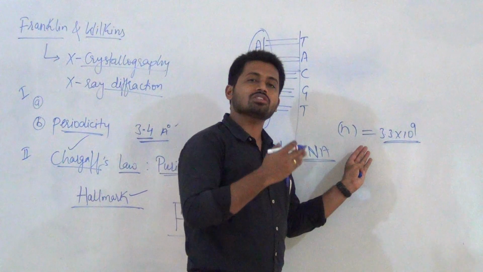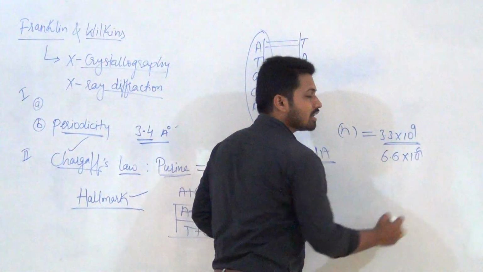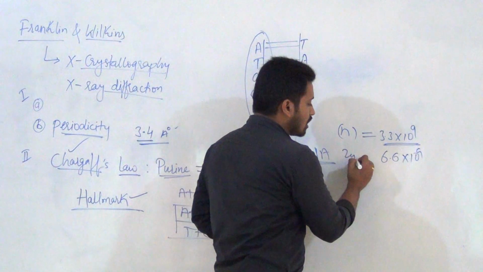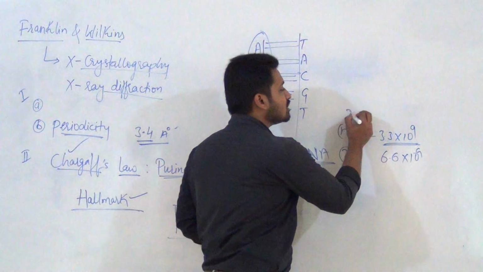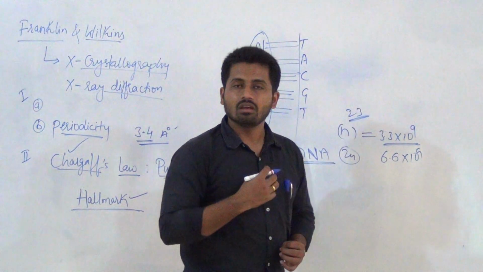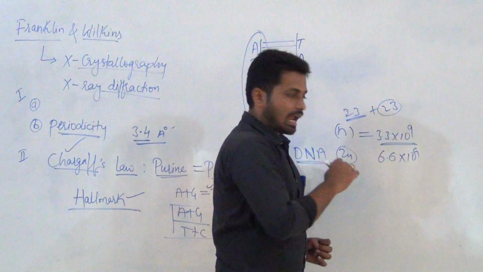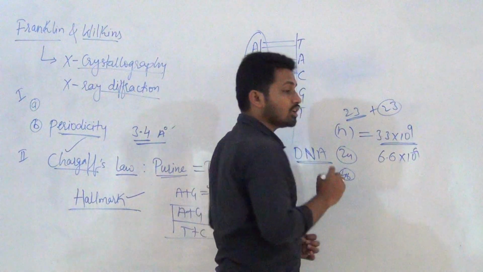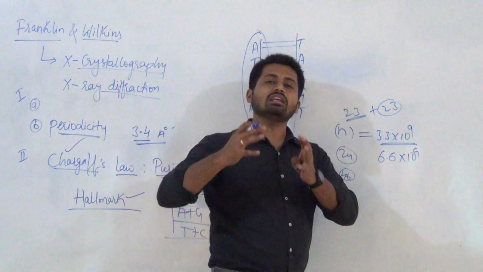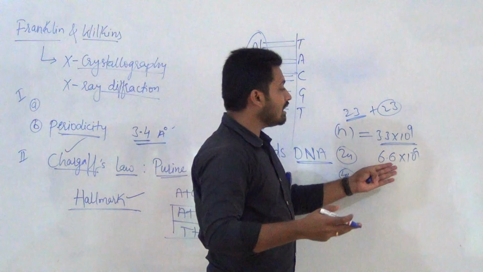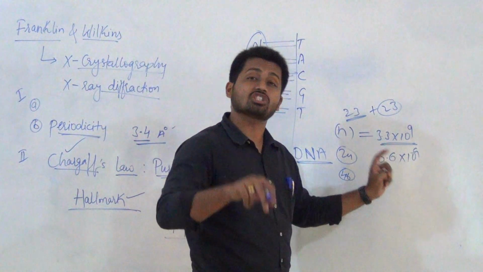So this was multiplied by 2, that is 6.6 into 10 to the power 9, that is 2n, because our body is 2n. What is n and 2n? N is haploid, that is 23 in our body. 23 chromosomes are from the mother and 23 are from the father, and hence completely it becomes 46 chromosomes. The 46 chromosomes together have a length of 6.6 into 10 to the power 9 base pairs.